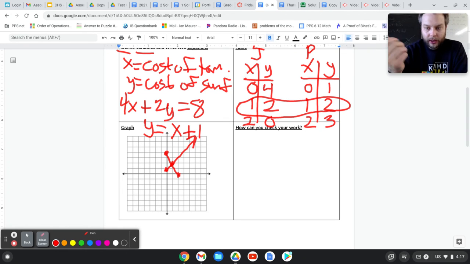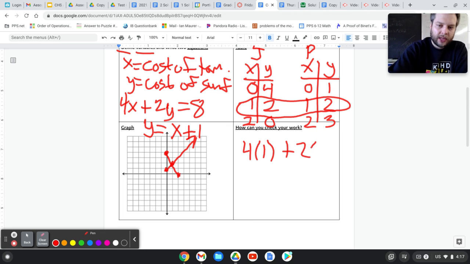Now, how do you check your work? You check your work the same way that we've always checked our solutions, by plugging it into the equation. Here we have two different equations to plug into, so we need to check it with both. I'll start with Jalen's equation. 4 times $1 for tomatoes, 2 times $2 for sunflowers. Does that make $8? Yep, 4 plus 4 makes 8.